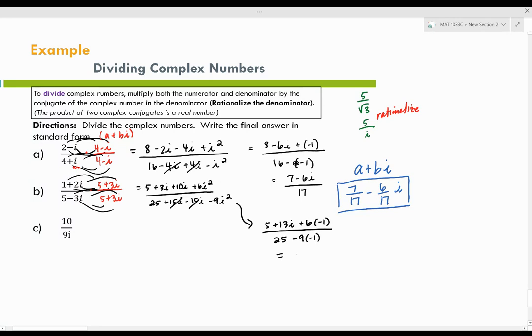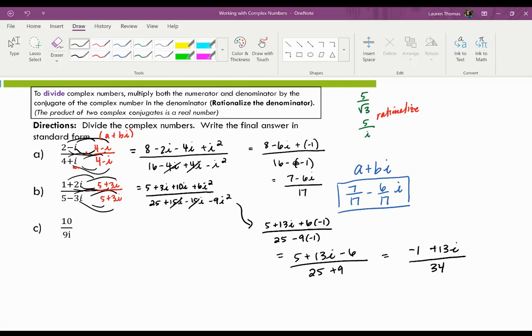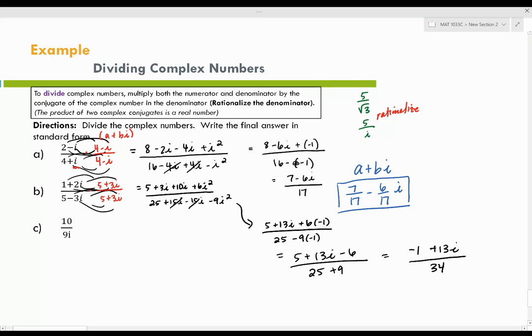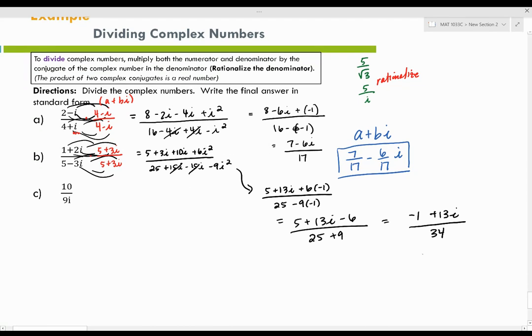All right, let's keep simplifying. So we have 5 plus 13i minus 6 in the numerator, and we have 25 plus 9 in the denominator, which is going to give me negative 1 plus 13i over 34. Okay. So once again, if they ask you to split those up into their real and imaginary parts, you're just going to split the fraction. So that's going to give you negative 1 over 34 plus 13 over 34 i. Okay. So just be careful.